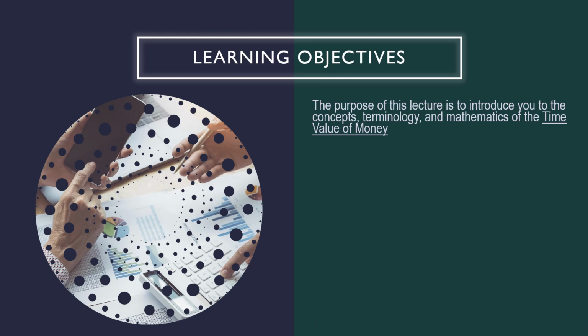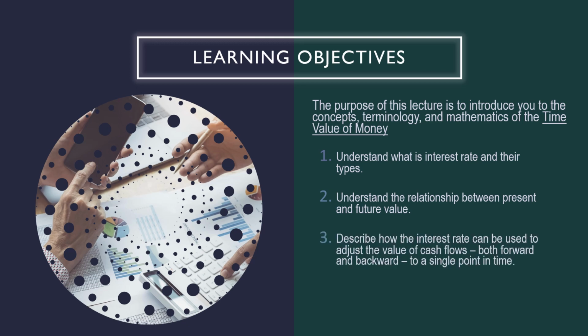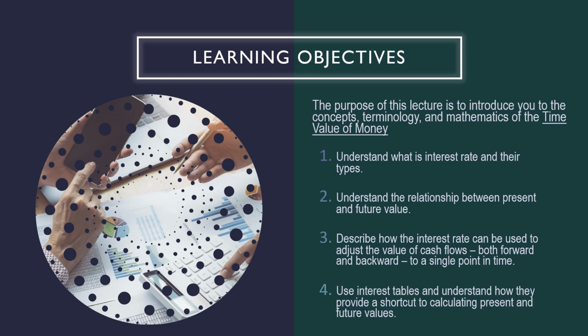The purpose of this lecture is to introduce you to the concepts, terminology, and mathematics of the time value of money. After completing this lecture, you should be able to understand what is interest rate, and their types. Understand the relationship between present and future value. Describe how the interest rate can be used to adjust the value of cash flows, both forward and backward, and to a single point in time. Use interest tables and understand how they provide a shortcut to calculating present and future values.